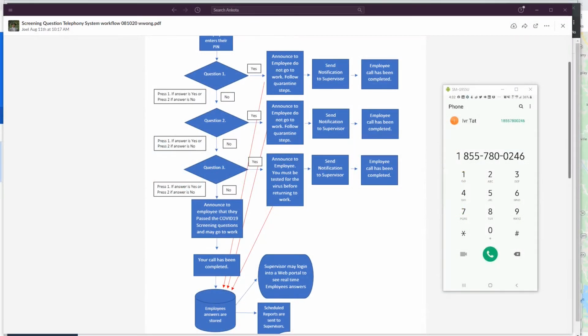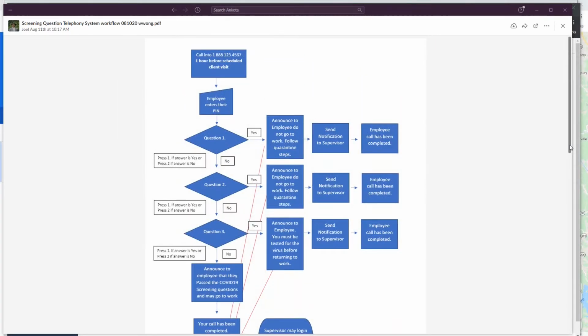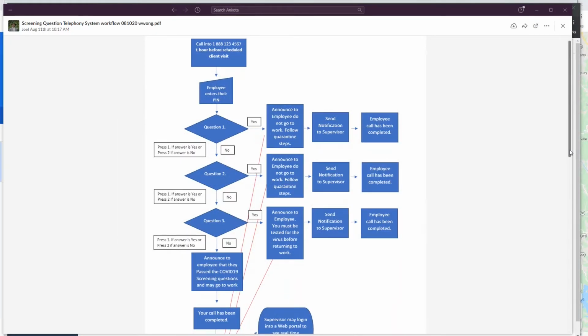Good afternoon. I've been asked to show how ANCODA is used to do the state of California required COVID screening for employees. What I'm showing on the screen is a very nice flow chart that's been worked out by a home care agency in California to comply with the state rules.